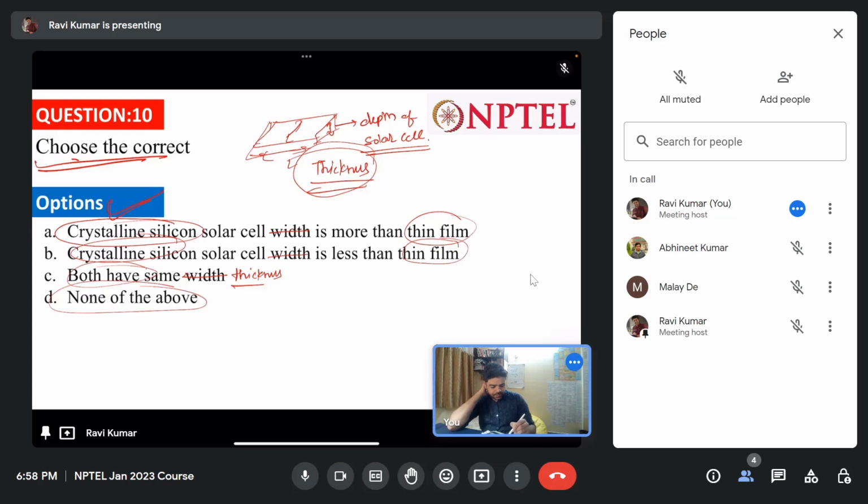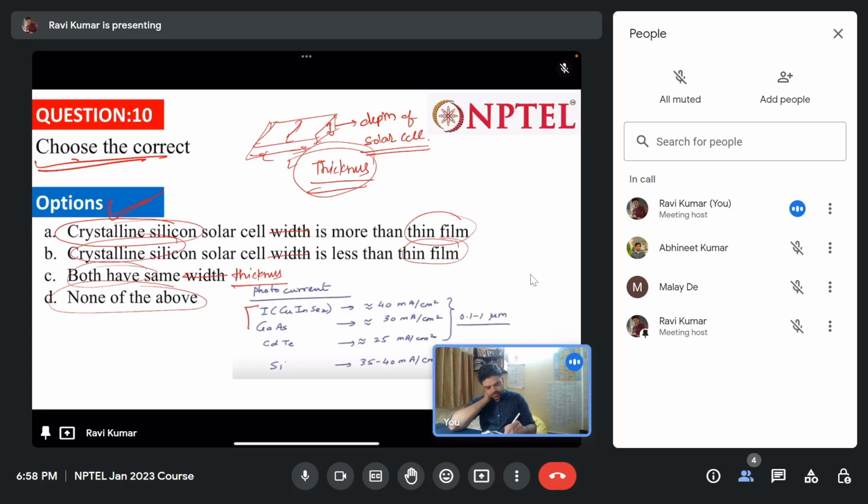See, these three are thin film, and this is our crystalline. Here you can say the thickness is 0.1 to 1 micrometer, and here the thickness is 100 micrometer. And see the current generation. Here it is 40 milliampere per centimeter square, and here it is 35 to 40 milliampere per centimeter square. But the material used here is 100 times more.